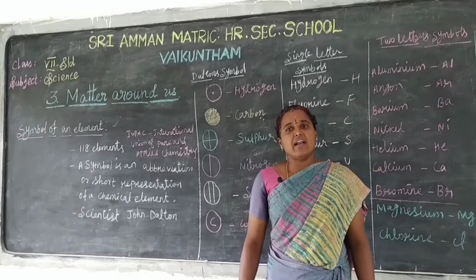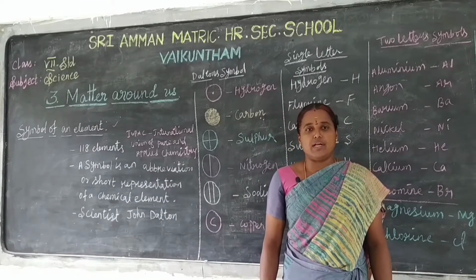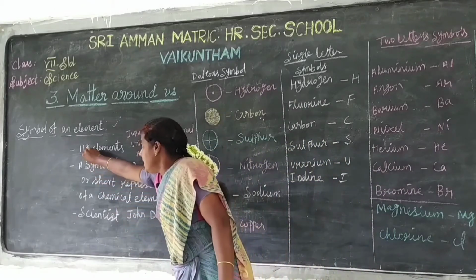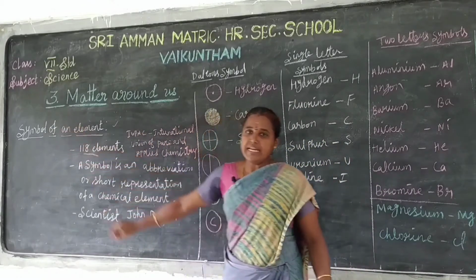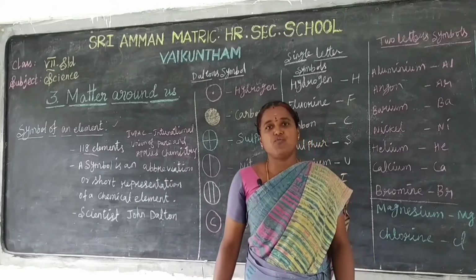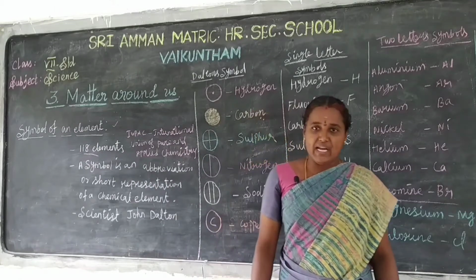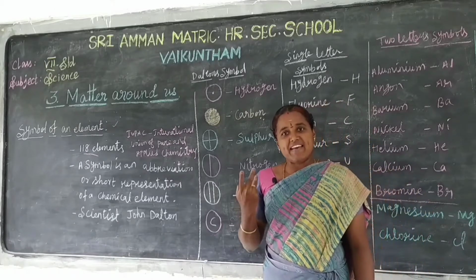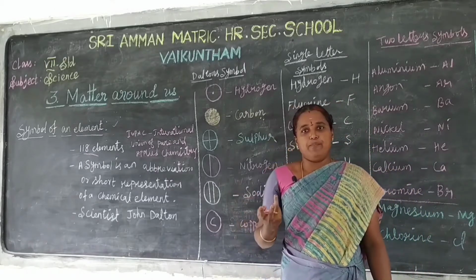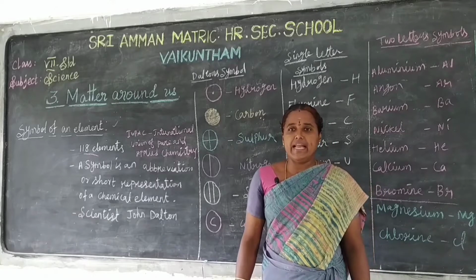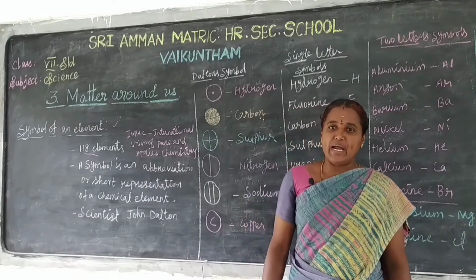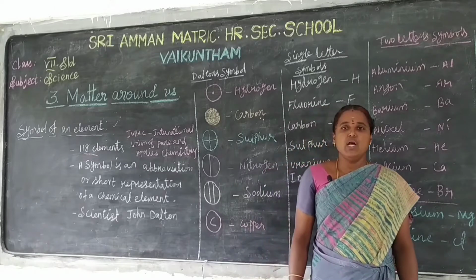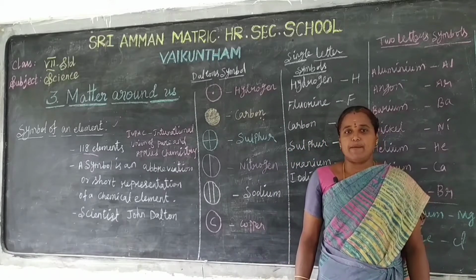You know there are 118 elements in total. How many elements? 118 elements in total. In the beginning, the names of elements were derived from the name of the place where they were found for the first time.